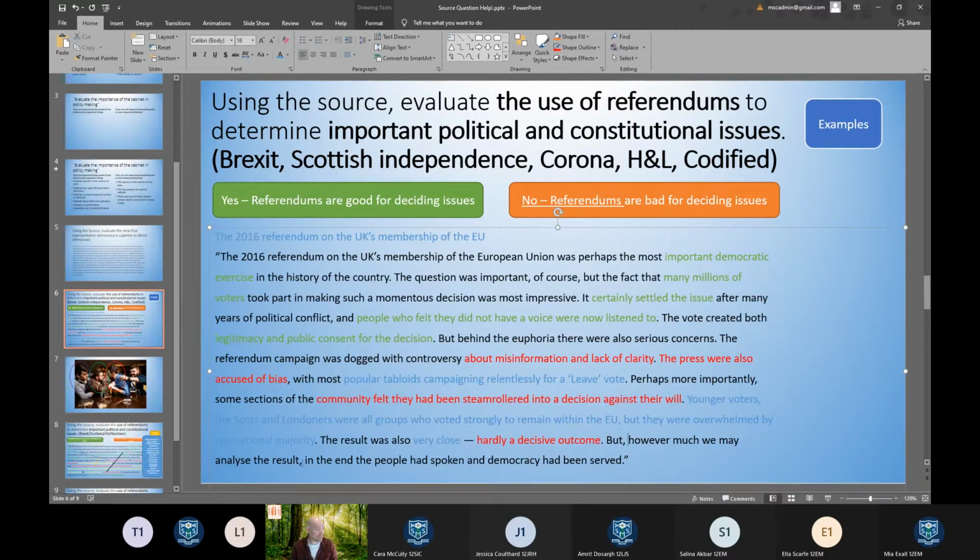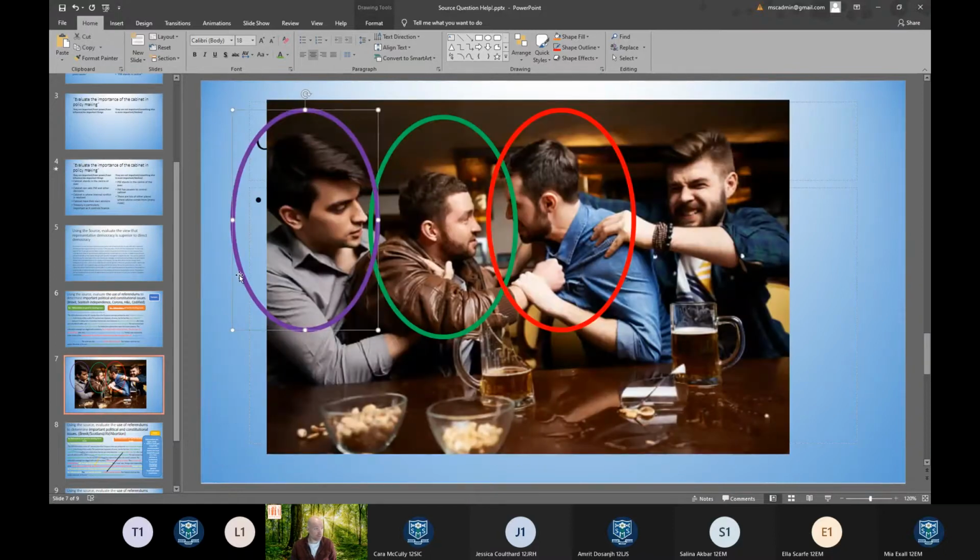But however much we may analyse the result, in the end, the people had spoken and democracy had been served. Okay, so right at the end here, the source has just swung back to giving me another argument on this side. Okay, so now we have understood the question, worked out the two sides, gone through the source and worked out all of the arguments that we've got on both sides. And so now it is time for us to decide once and for all where we are going to sit.